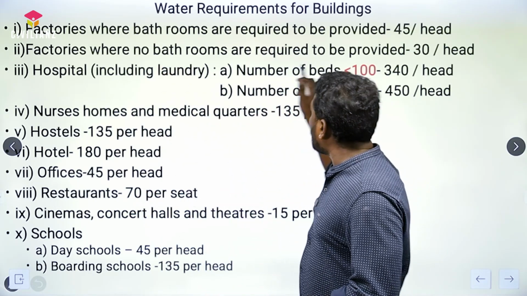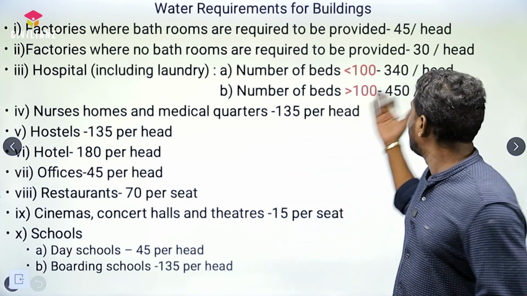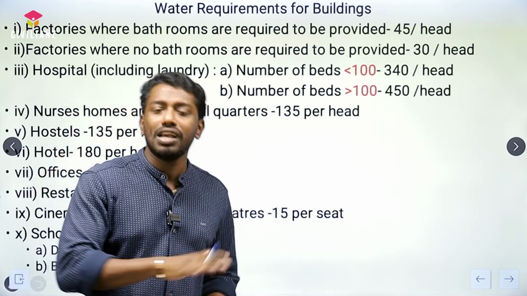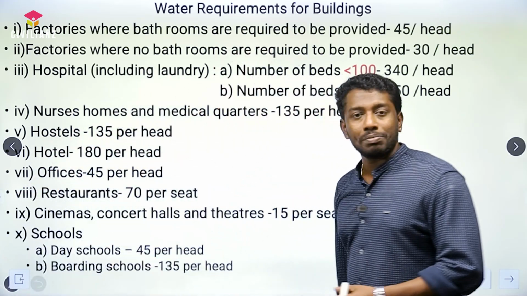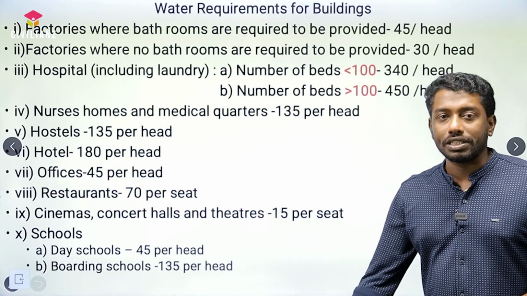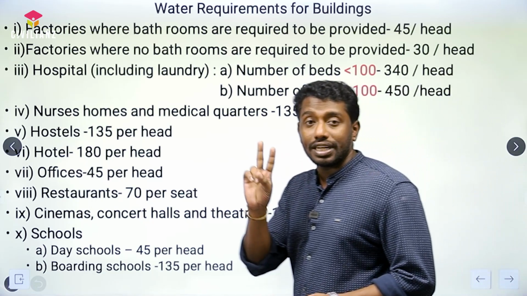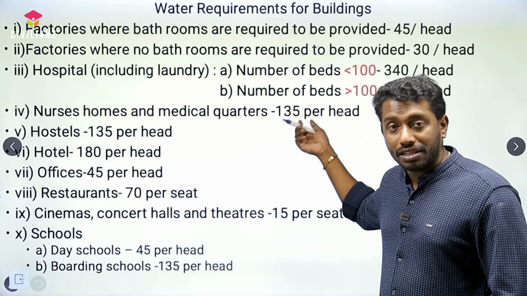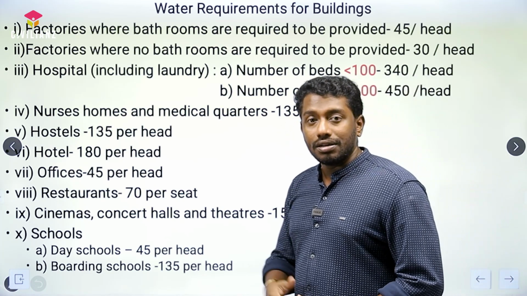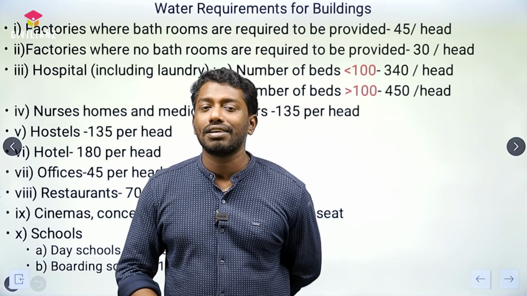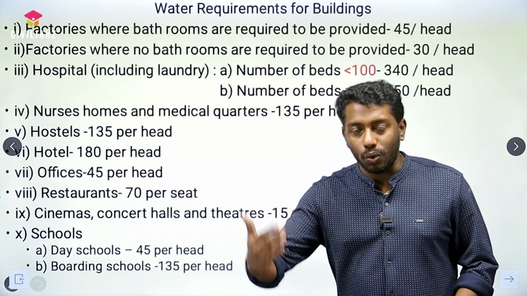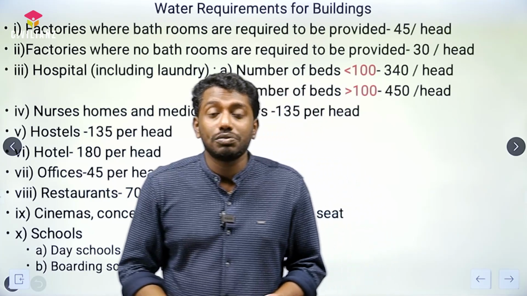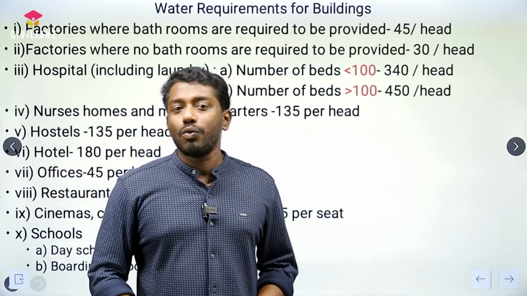And for factories where no bathrooms are required to be provided, their demand is only 30 per head, because there are no bathrooms, so demand must be low when compared to the factories where bathrooms are provided. Then hospitals, there you have to study two values. One for big hospitals which have a number of beds greater than 100, like super specialty or medical colleges. Their cleanliness is a little bit more when compared to small hospitals. Good cleanliness means they are using more water, right?